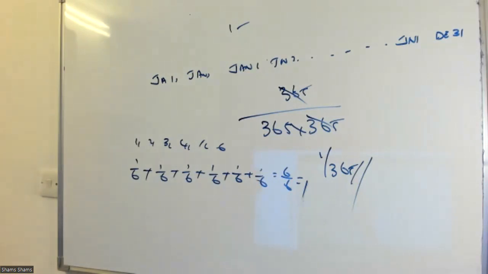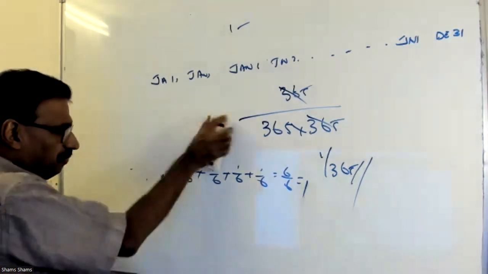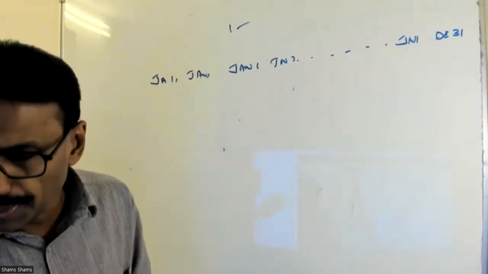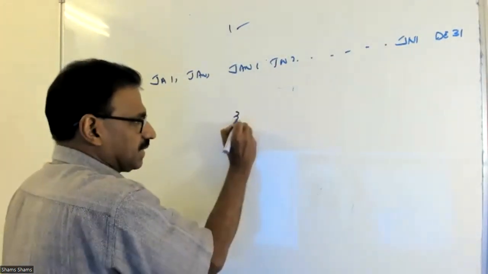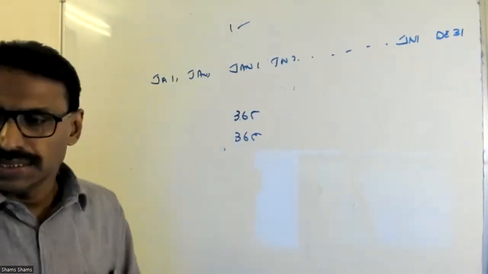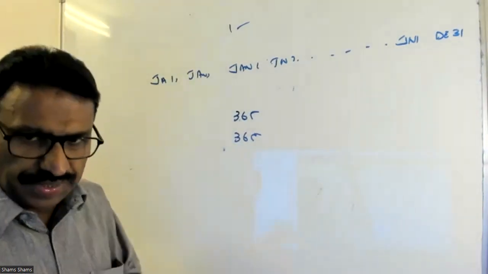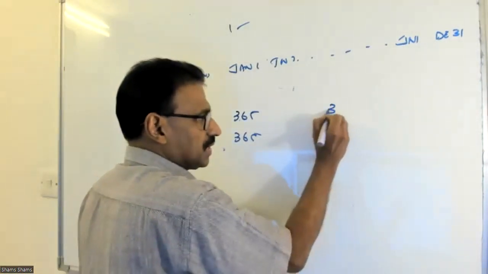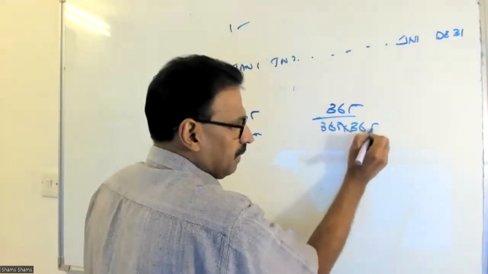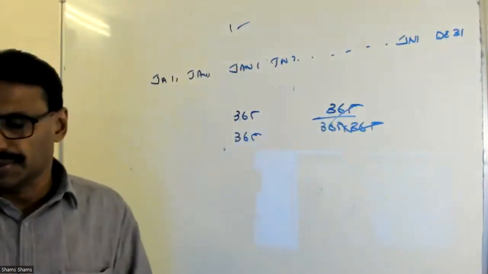Okay, clear or not? Listen. For A, there are 365 chances. For B, 365 chances. For the same birthday, 365 chances. So that means 365 divided by 365 into 365. That cancels to 1/365. Okay.